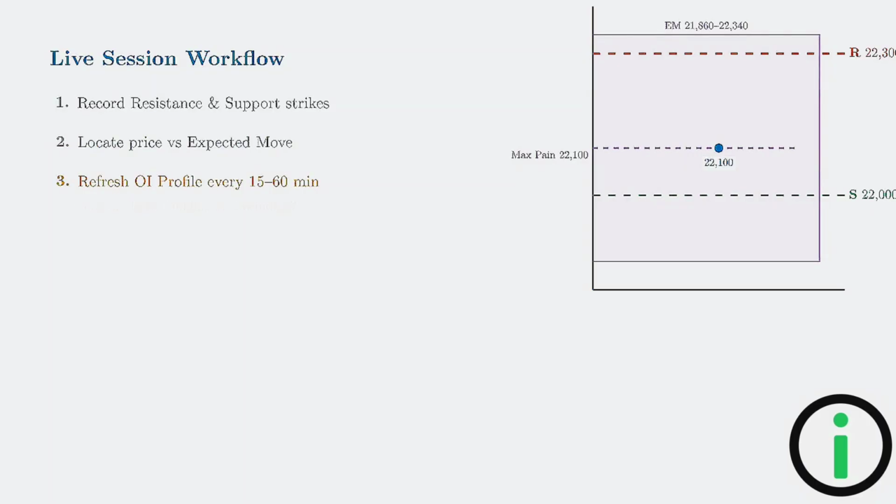Step 3. Refresh the OI profile every 15 to 60 minutes, depending on your time frame and data availability. Compare the new bars with the prior snapshot and identify whether the nearest key strike is building or unwinding. Step 4. Combine the OI information with price action, such as rejection wicks, reversal candles, or strong closes. And consider volume and a trend or momentum tool, such as a moving average.